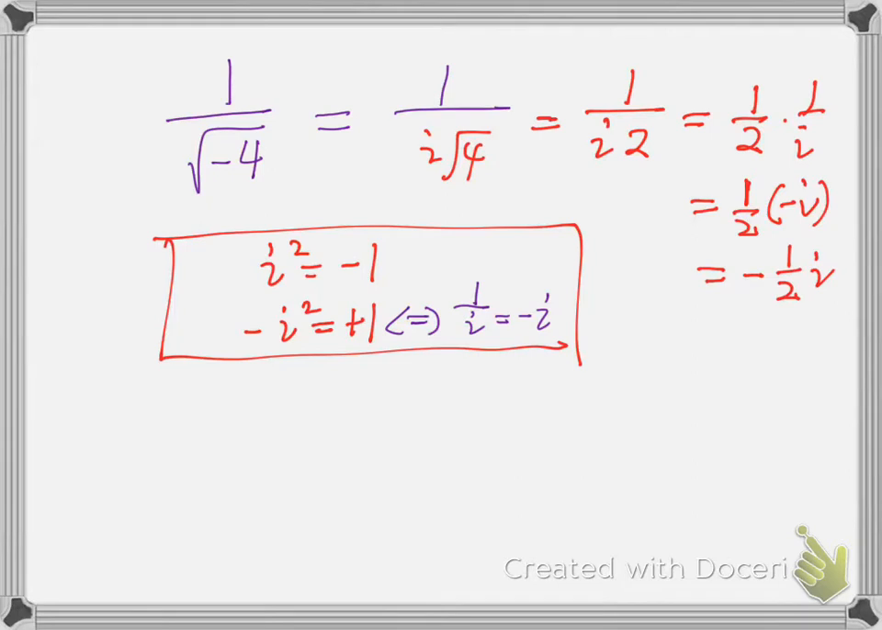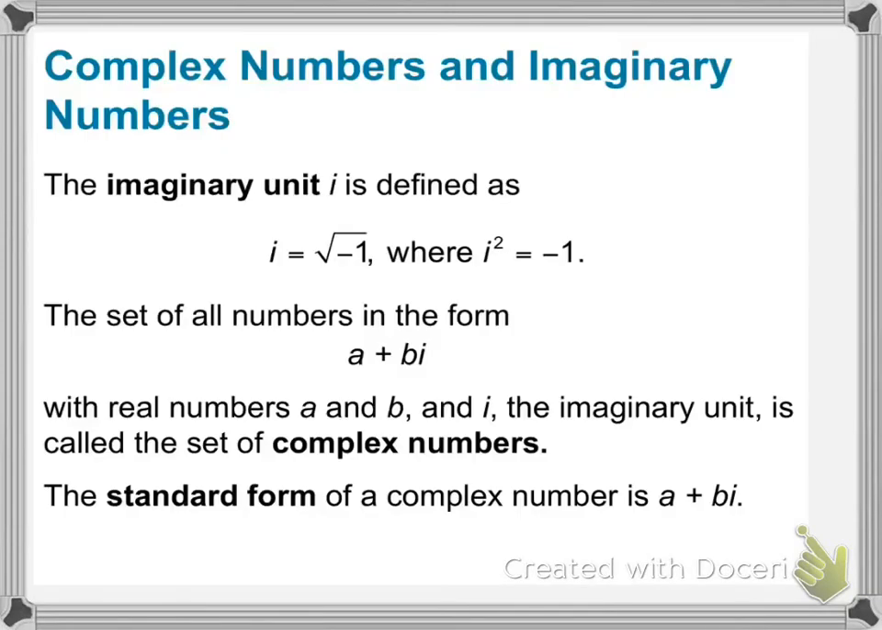So this is the square root of negative number part. Now let's go to the definition of complex numbers. We already know i is the square root of -1, or i squared is -1. So what is a complex number? A complex number is a plus bi, where a and b are real numbers.